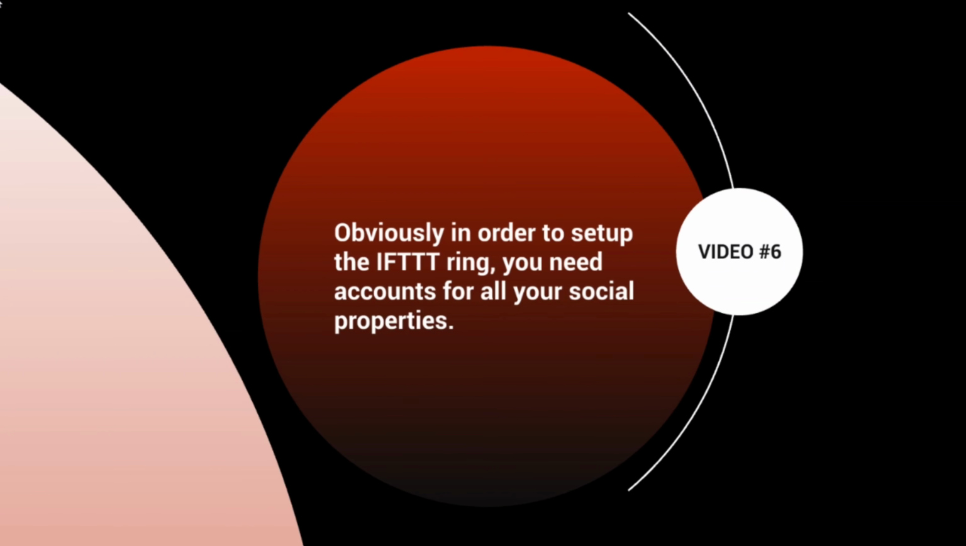Okay, so obviously in order to set up the IFTTT ring, you need to have accounts for all of your branded social properties. So in other words, you need to have the username and password for Facebook, for Twitter, for all the other social media properties. Now, obviously, if you already have some, then great. You don't have to create those. But for the ones that you do not have, you want to be able to create those.